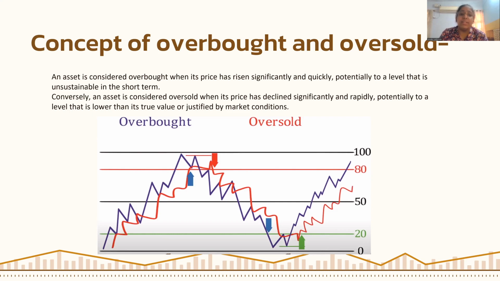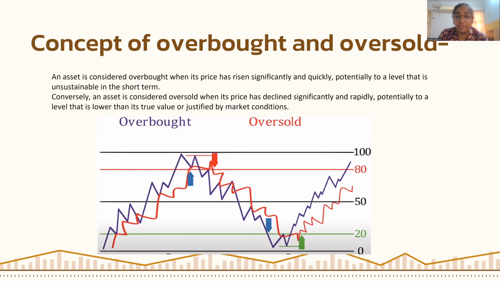Conversely, an asset or stock is considered oversold when its price has declined significantly and rapidly, potentially to a level that is lower than its true value or justified by the market condition. To understand the concept of oversold better, let us take the real life example of tomatoes.